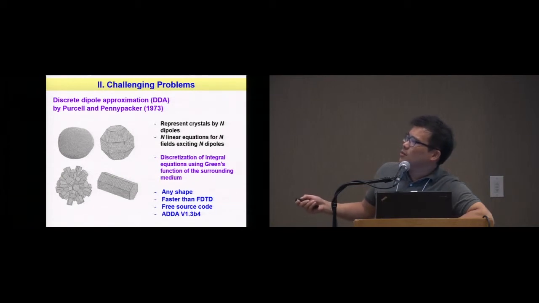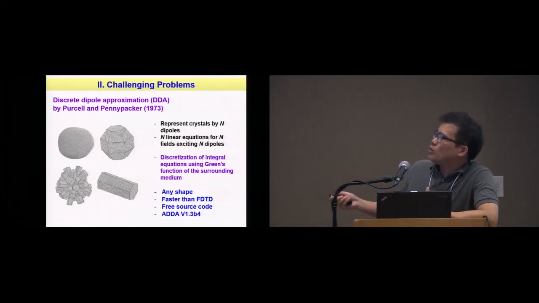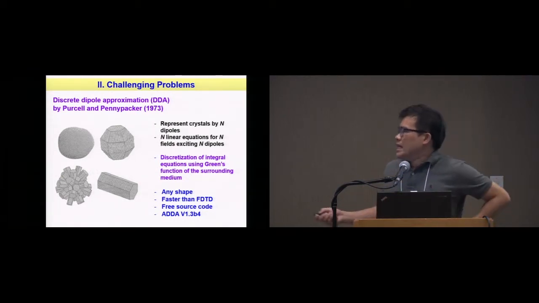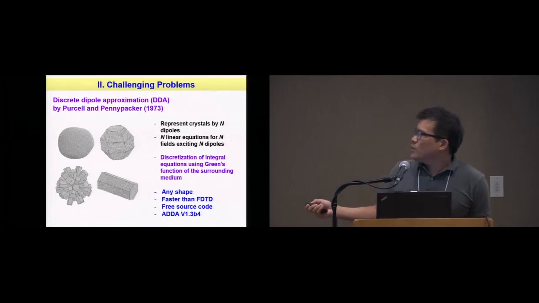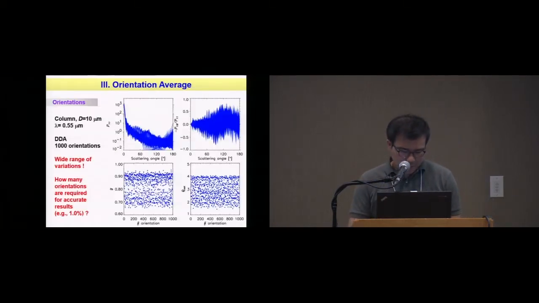And the DDA is a very powerful tool. It can apply to any shape, and it is faster than FDTD. And now we use the open source code called Amsterdam discrete dipole approximation, called ADDA. Okay. This one is an example of orientation average.